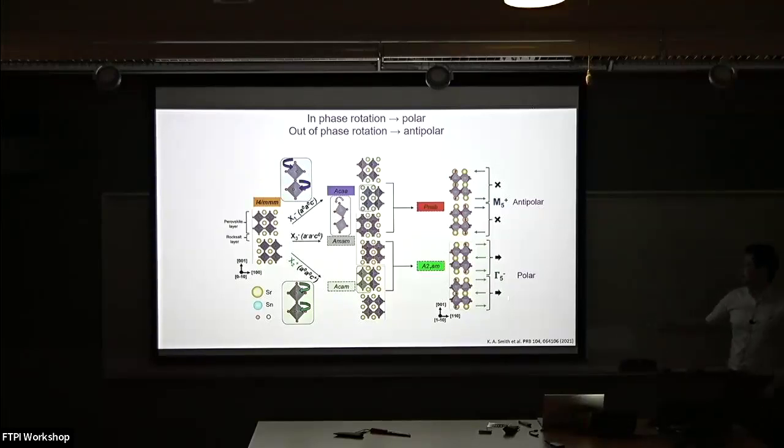Basically, in order to have a ferroelectric phase in 3 to 7, the rotation mode has to be in phase. In phase means we look at the column of the octahedra along the c-axis, and the rotation of those octahedra has to be in the same direction.